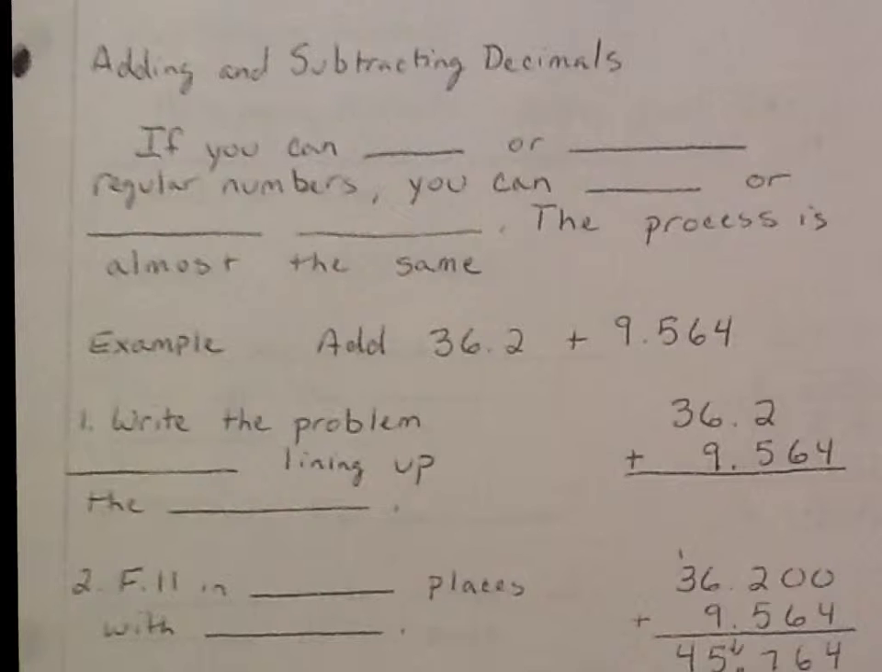It says if you can add or subtract regular numbers, you can add or subtract decimals. Okay, hopefully most of you already know how to do this. The process is basically the same, okay, with some simple little changes here.